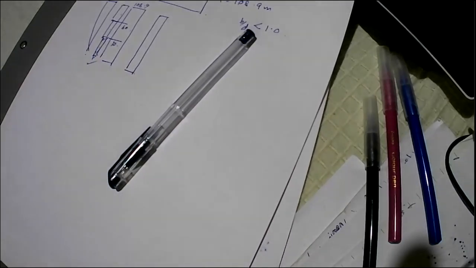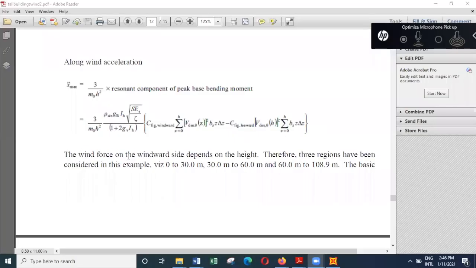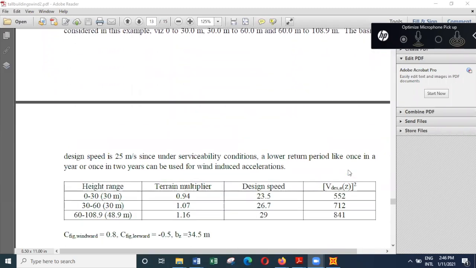So now we'll see how to do this calculation. The wind force on the windward side depends on the height. Therefore, 3 regions have been considered. So in this example, 0 to 30, 30 to 60, 60 to 108.9. The basic design wind speed is 25 meters per second, since under serviceability conditions, a lower return period like once in a year or once in 2 years can be used for wind-induced accelerations.